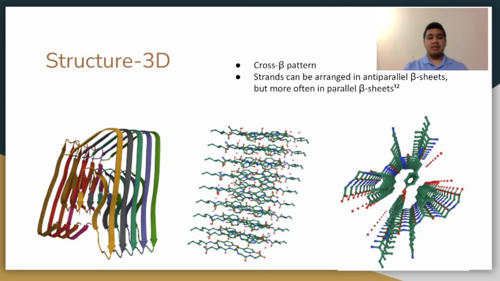The cross beta sheet pattern is considered a diagnostic characteristic of amyloid structures. Each filament consists of cross beta structures and may be formed by beta sheets stacked on top of one another. These strands can be arranged in anti-parallel formations, but are most often found in parallel beta sheets.